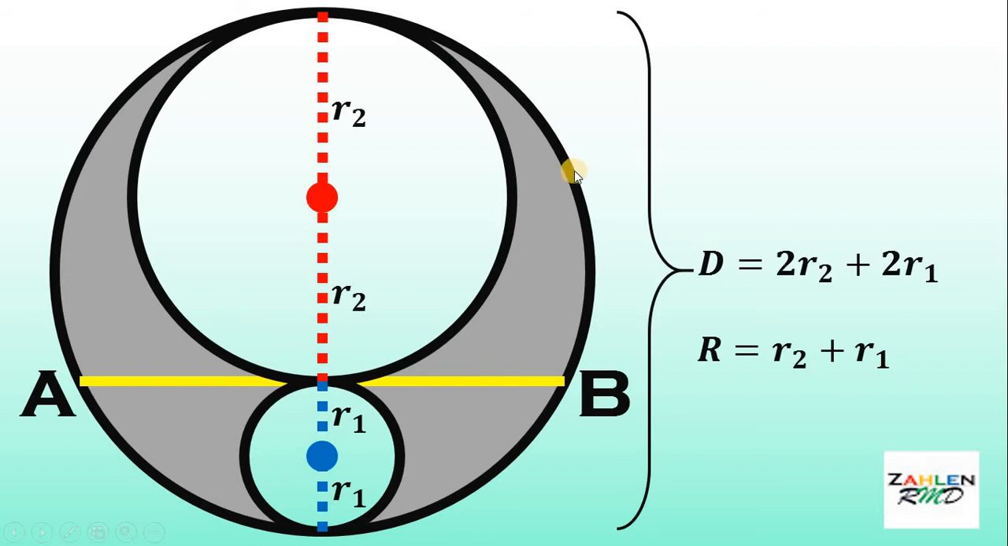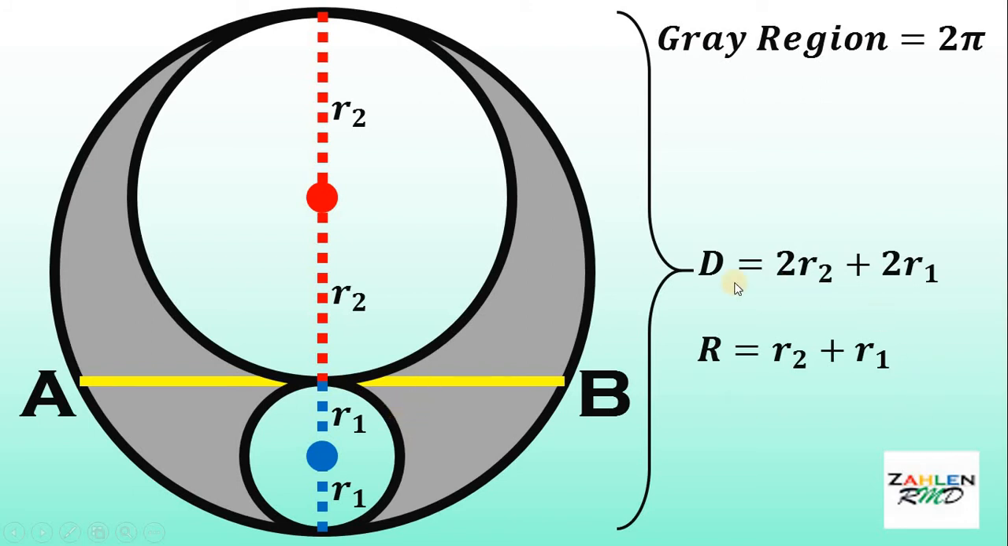Now at this point, we will use some givens in this question. And one of the givens is that the gray region must be equal to 2 pi square units. And the question is, how do we find this gray region? To get the gray region, what we're going to do is to find first the area of the big circle minus the area of this medium circle and the area of this small circle.